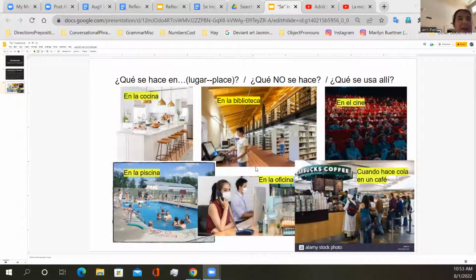Se lava los platos. Sí, se lavan los platos. Dishes are washed. So that's platos, more than one. So we really need to say lavan. Se lavan los platos. Yeah, you wash dishes in the kitchen. Sí. Bueno, ¿qué más?